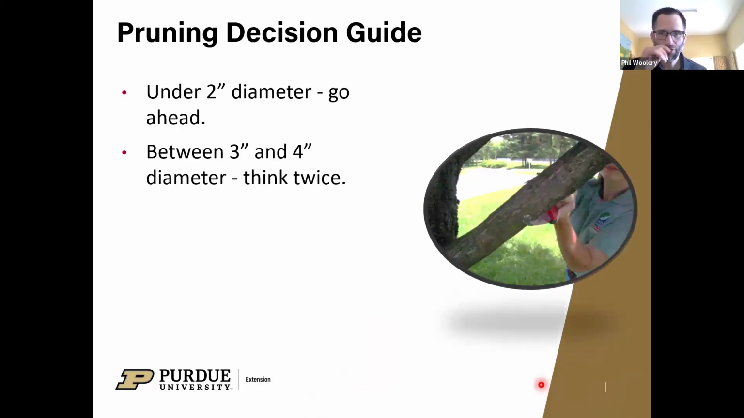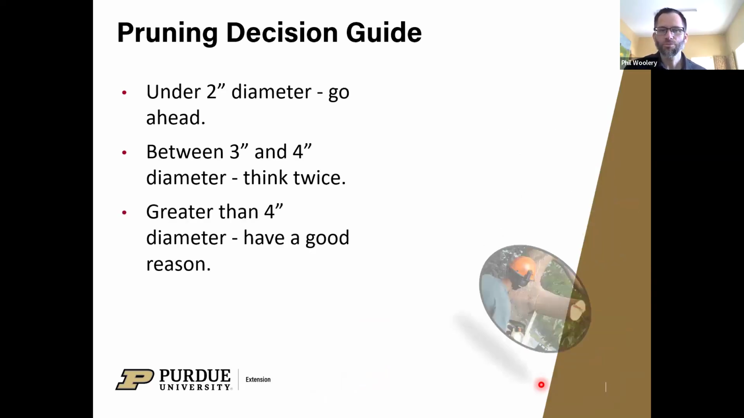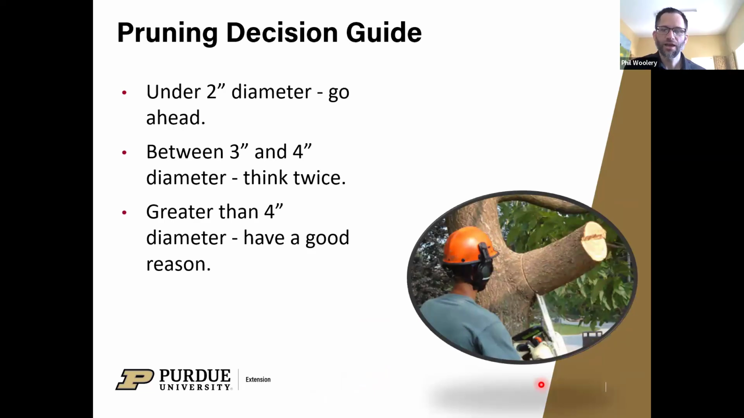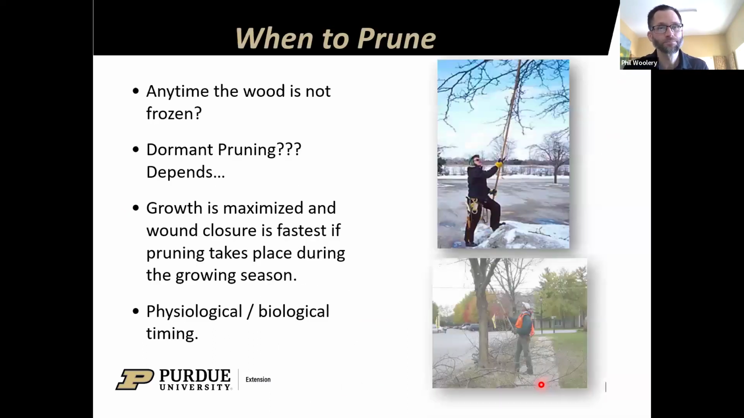For larger ones, 3 and 4 inches, that's a big, major cut. We've got to have a good reason. For large branches greater than 4 inches, you need a really good reason. Usually it's going to be related to tree health or safety, if we're reducing the risk of branch failure or something like that.